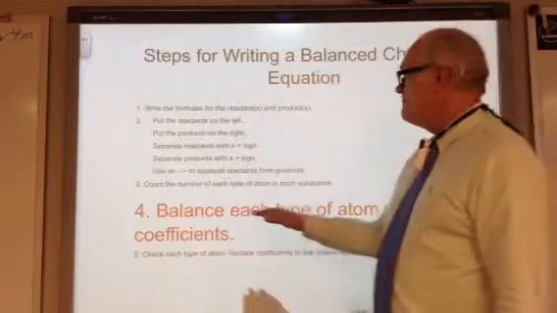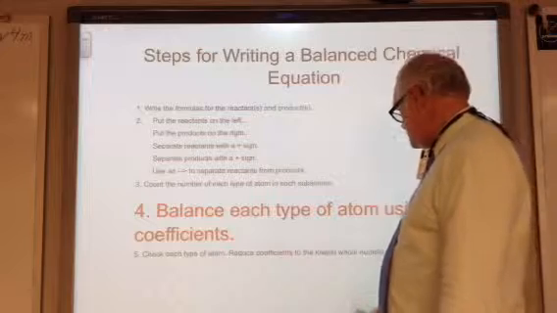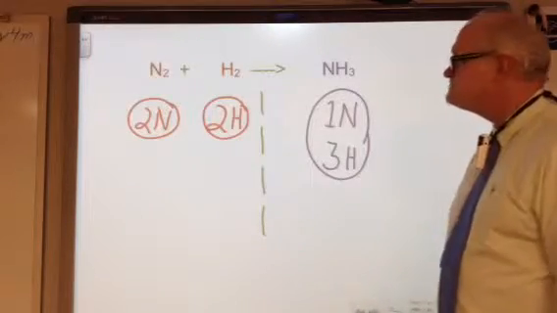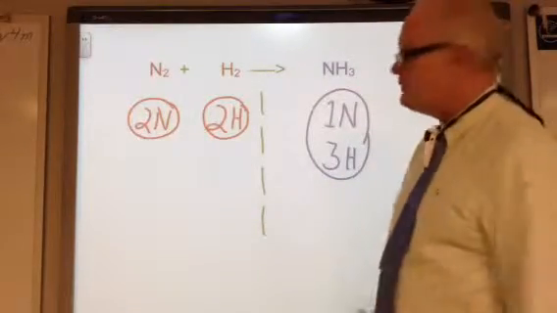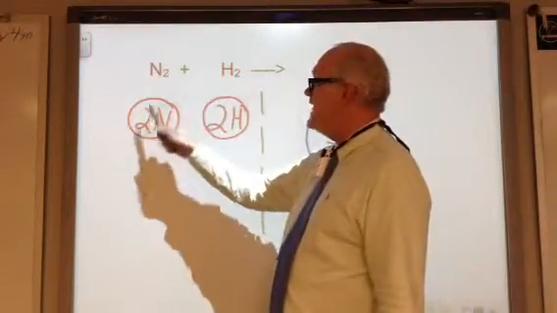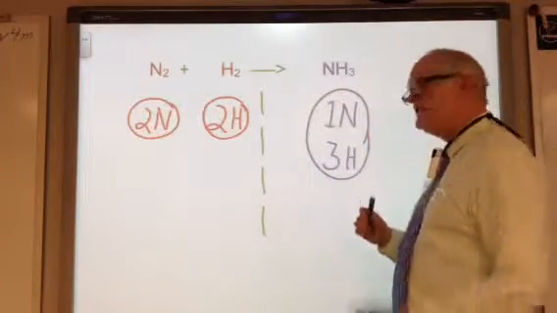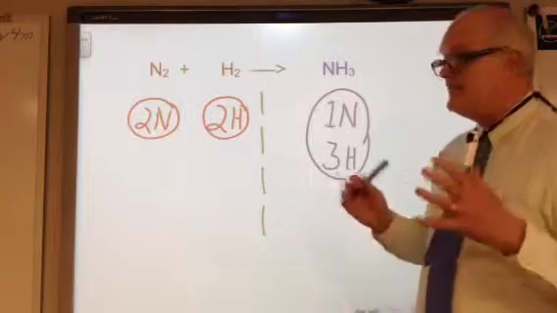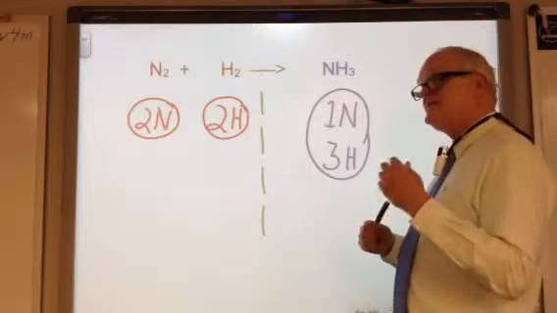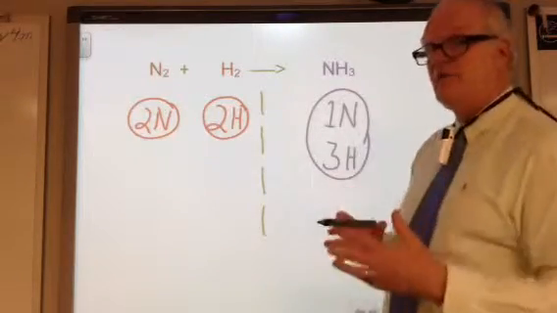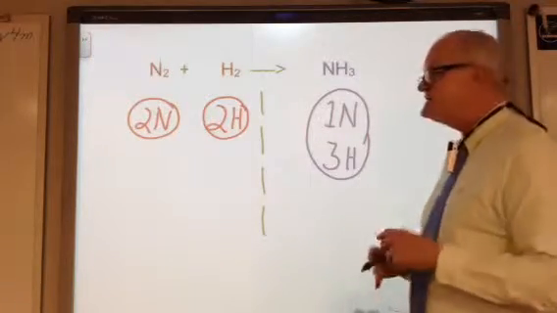Now we're going to get to the work of balancing. We're going to balance each type of atom separately, and to do that we're going to use coefficients. Let's see how it works. We can see, here's the line that separates our products from our reactants, that on the reactant side of the equation we've got a total of 2 nitrogen atoms. On the product side we only have 1 nitrogen atom. That violates the law of conservation of matter, which says that all the atoms we start out with in a chemical reaction are still going to be there at the end. The way it's written down now, that's not happening.